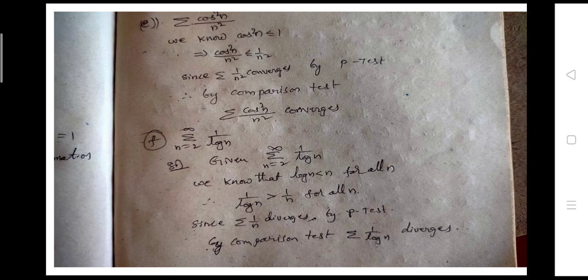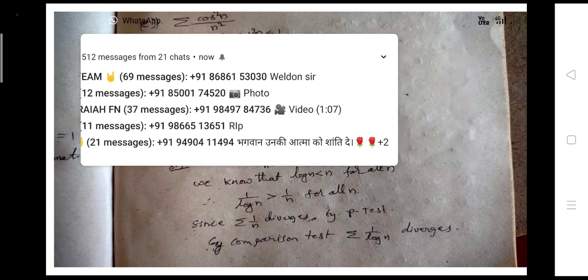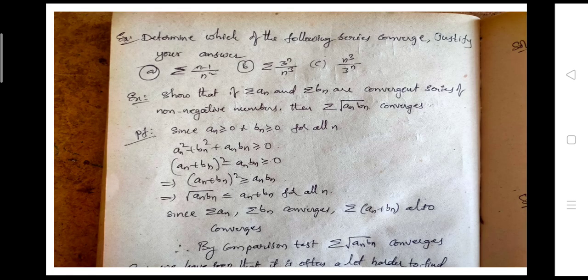Since sigma 1 by n diverges by the p test, sigma 1 by n diverges by the p test only. By the comparison test, sigma 1 by n diverges. Therefore sigma 1 by log n also diverges by the comparison test only, comparing with sigma 1 by n. If sigma 1 by n diverges, sigma 1 by log n also diverges, because by using the comparison test this diverges only.